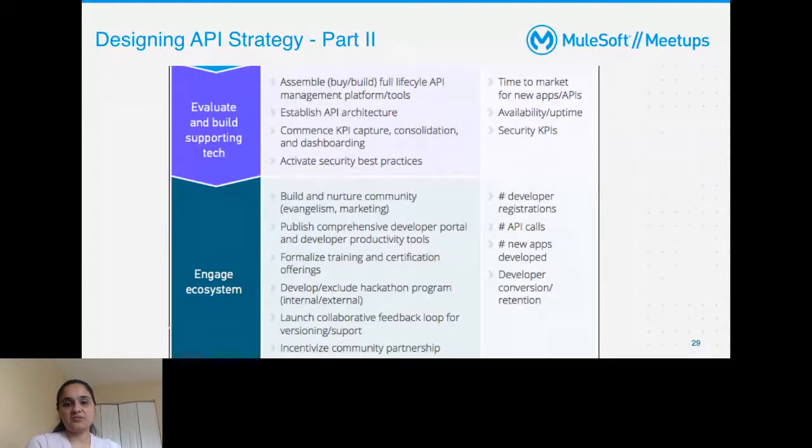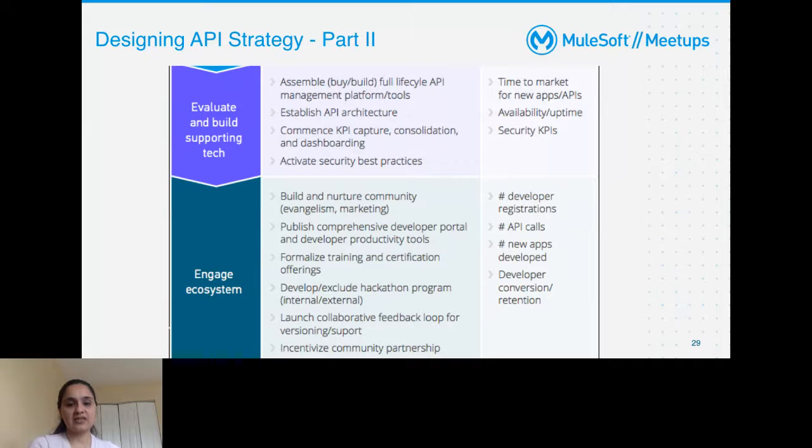Commence the KPI capture, consolidation, and dashboarding. So make the operations very easy with the dashboarding. Activate the security best practices. By doing all these tasks in this phase, the outcomes you will get are the time to market for the new apps or the new APIs, second is availability and uptime, and third is the security KPIs. So these will be the outcomes of this third phase.